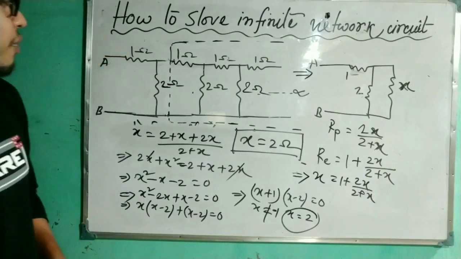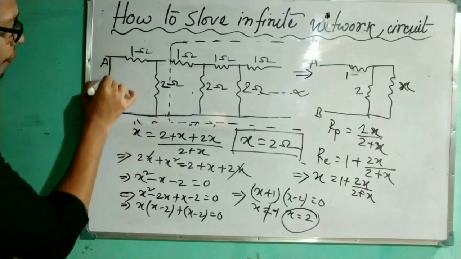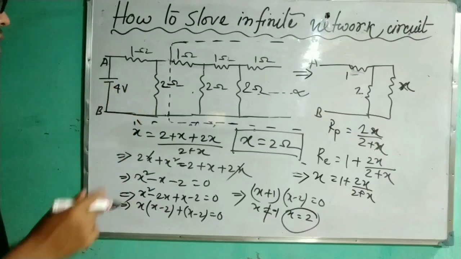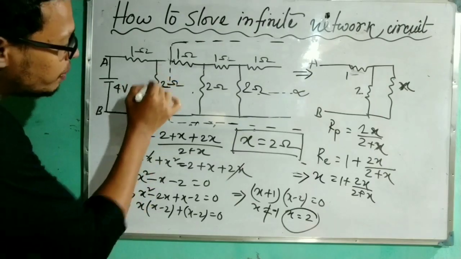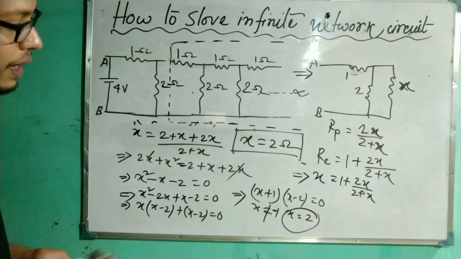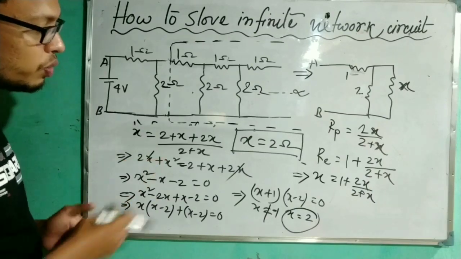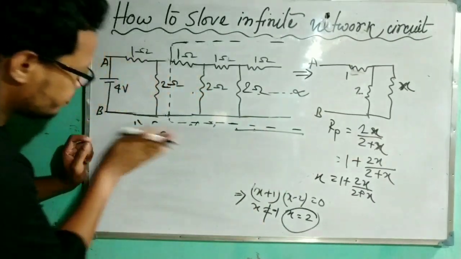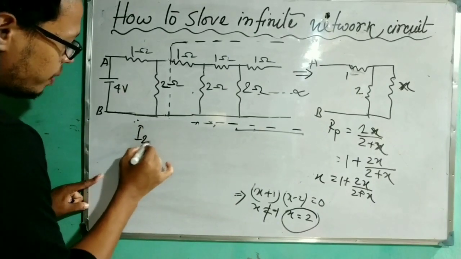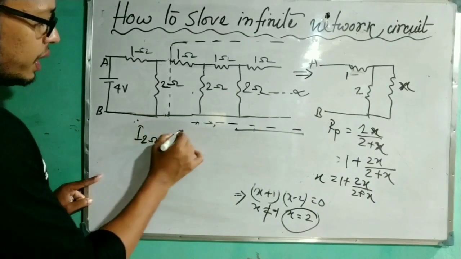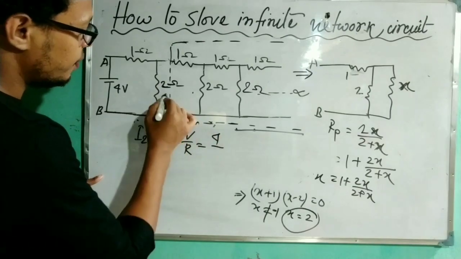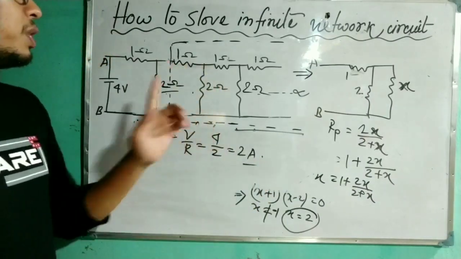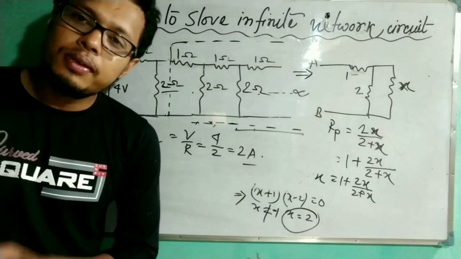Now see, I am telling one different type. Suppose a battery is connected over here, and the potential difference is given as 4 volt. If the question is to find how much current is flowing through the 2 ohm resistor, how to find it? The current through 2 ohm, I equals V by R. V is 4 divided by R, which is 2. So this will be 2 ampere. Clear? This is how you solve the equivalent resistance for the infinite network.